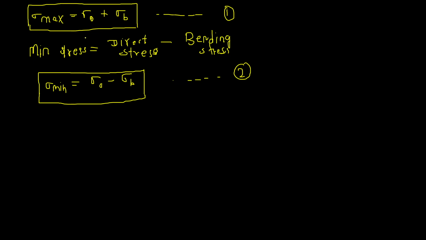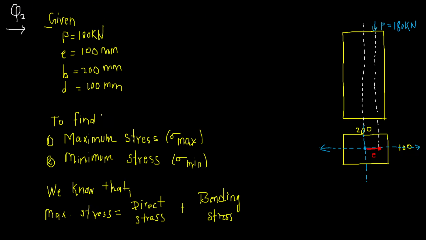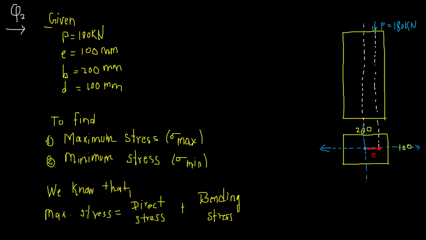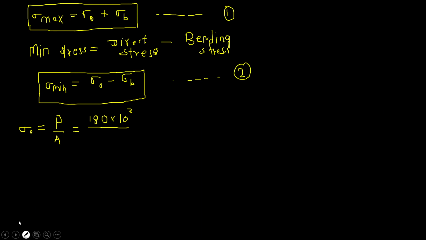सिग्मा मैक्स आणि सिग्मा मिन काढायचे आपल्याला. So first we will find out individually what is the value of sigma naught. Sigma naught is equal to force P divided by area. Direct stress is equal to force divided by area. What is the value of force P? 180 kilonewton. Kilo means 1000, so 10 to the power 3, divided by area. Now this area is the area of this cross section. Area of the cross section. Whatever this area is there, area of rectangle that we have to write there. So area of rectangle is b into d. What is b? 200 and d is 100. So 200 into 100.